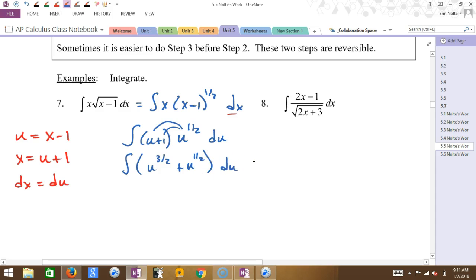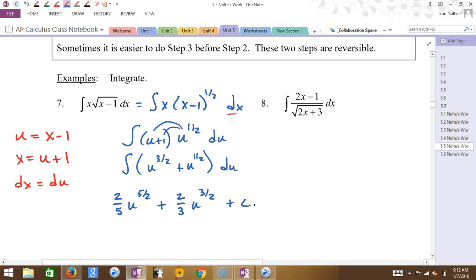Okay, so now I'm just going to simply integrate the u's. So what is the integral of u to the 3/2? Can you guys flip that in your head? So it'll be 5/2, so you go 2/5 u to the 5/2. Everybody okay with that? Because you're adding 1. Okay, on the second term, the integral of u to the 1/2, if you add 1, would be 3/2. So we multiply by the reciprocal. 2/3 u to the 3/2 plus c.